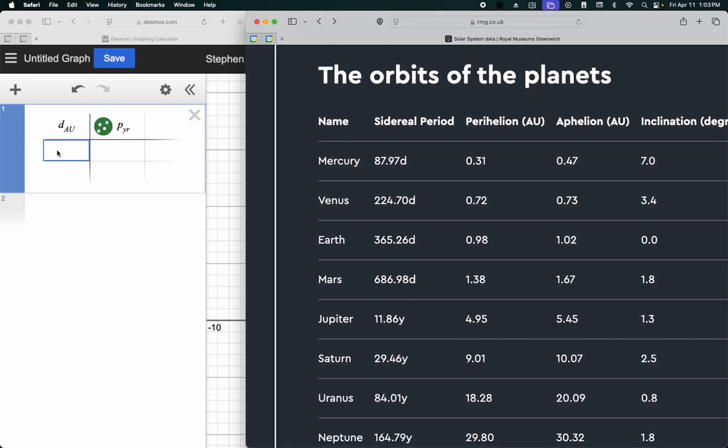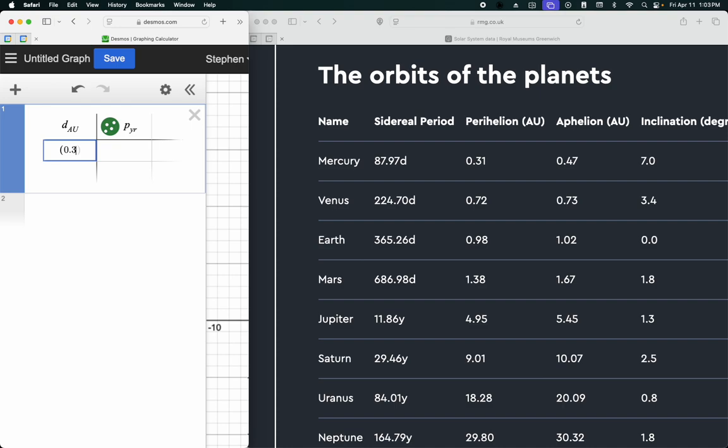So which one do we want here for D and which one do we want for P? For D is the average. We want to average. So I'm going to click on parentheses, open parentheses, because I'm going to divide by 2. I'm going to say 0.31 plus 0.47, close parentheses, divide by 2. And I don't have to do anything else. Desmos can do this calculation for me and give me the distance.